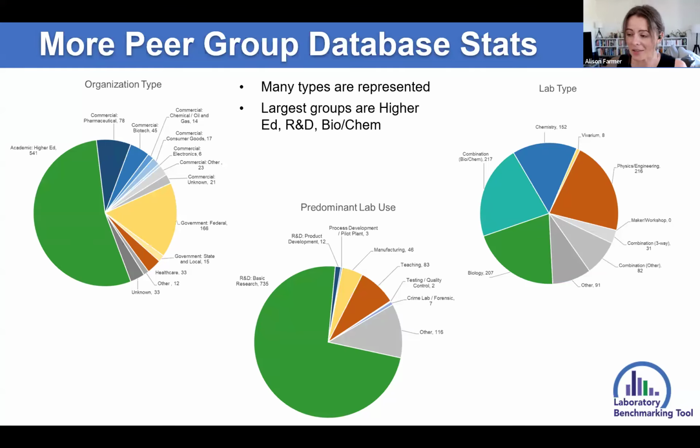These pie charts are actually not the most up to date. They're before our most recent peer group update, but they're still pretty representative of what we have in the database.